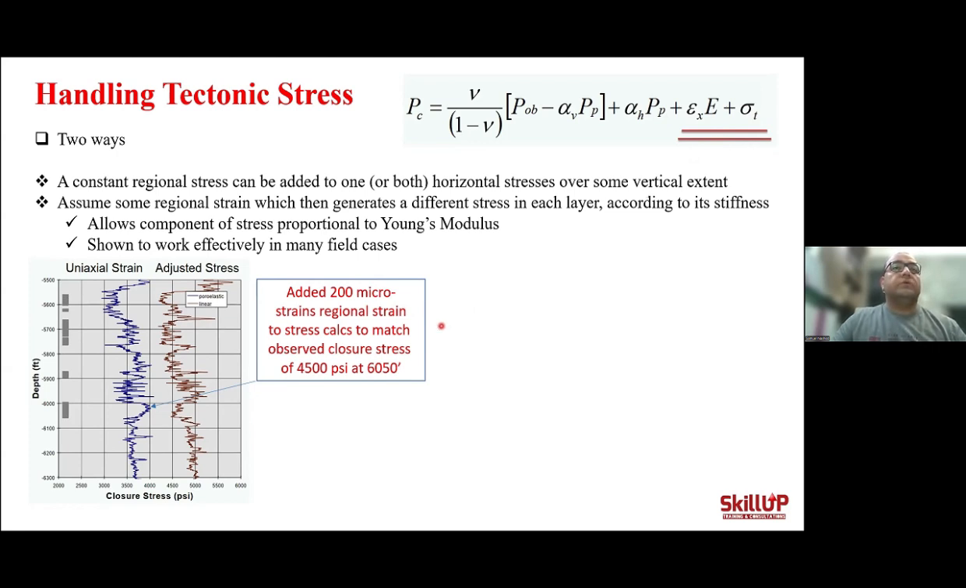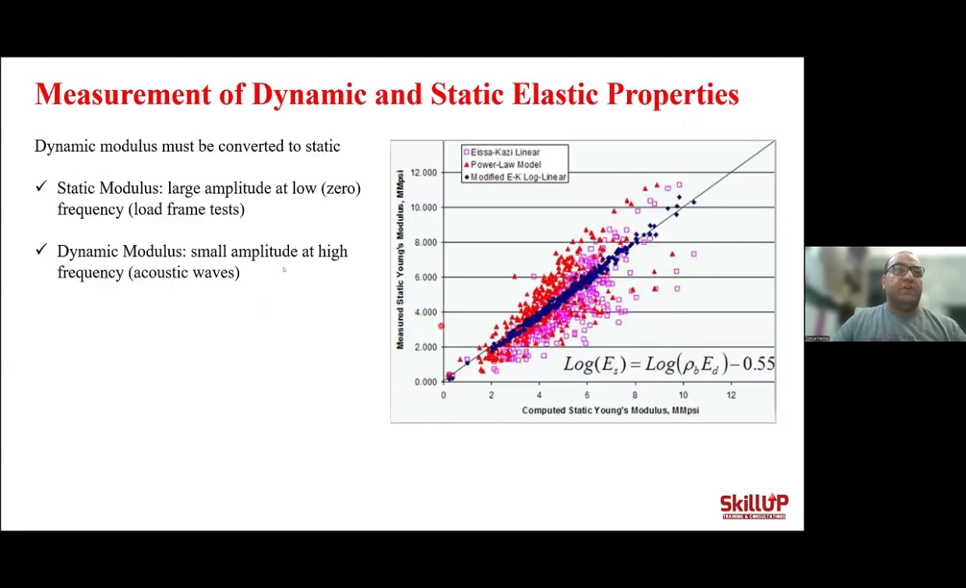So we have two types of Young's modulus. The first one is a static modulus. This is a large amplitude at zero frequency, and you can do this by load frame tests in the lab. And the other one is the dynamic modulus. This is a small amplitude at high frequency. This is coming from the acoustic waves. Which one do we use in the hydraulic fracturing design?